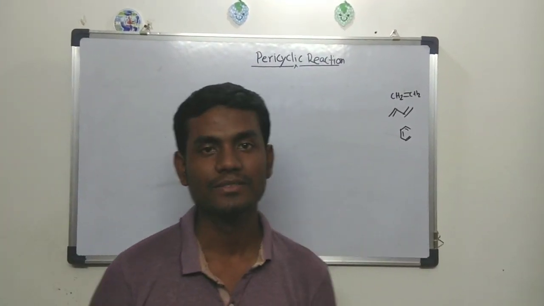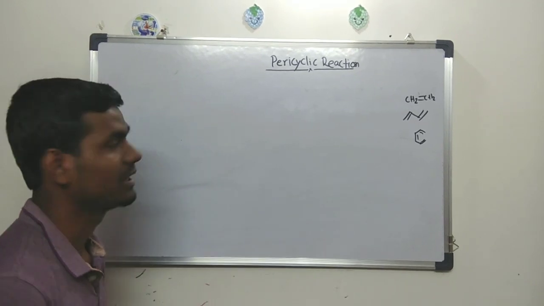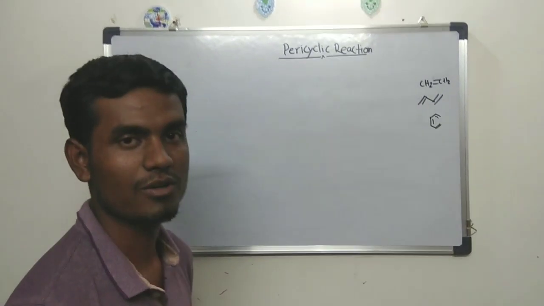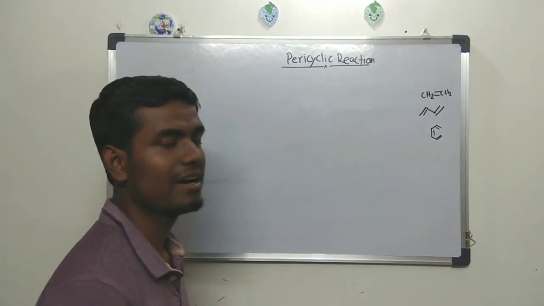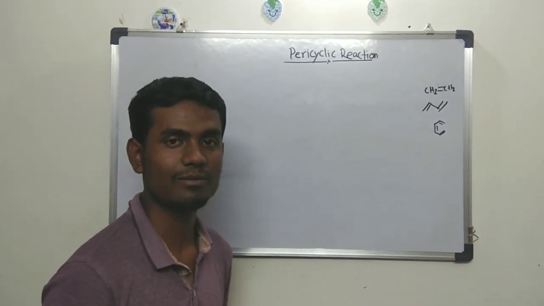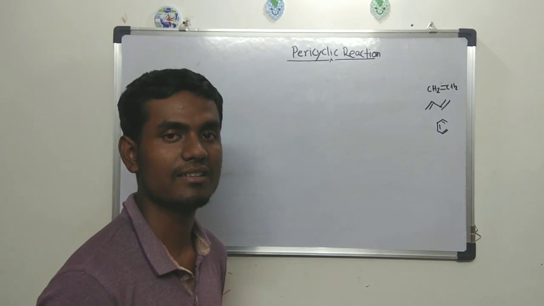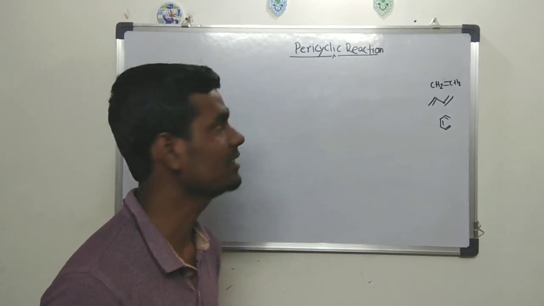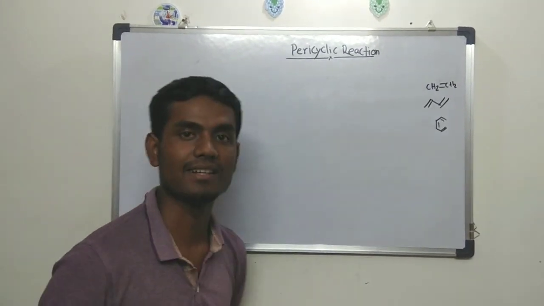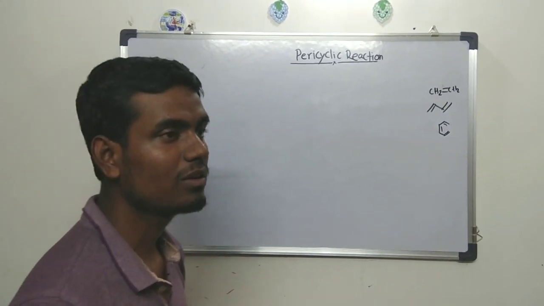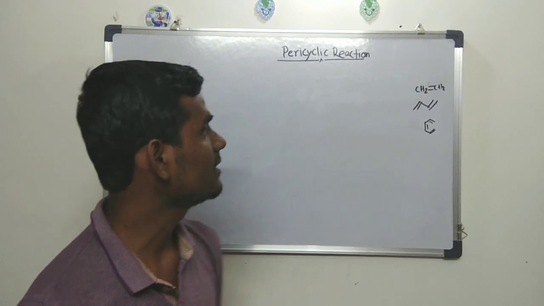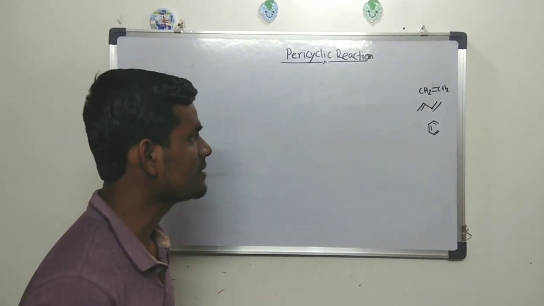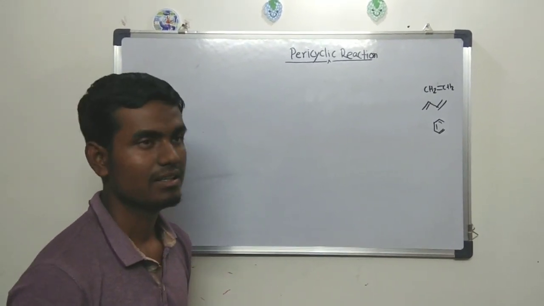Hello everyone. Today I'm going to discuss one of the most important questions that is asked frequently, maybe 4 or 5 questions, 15 to 20 marks you will definitely get in CSIR, GATE, whatever exam you take. That important topic is pericyclic reaction. You can't miss that topic.